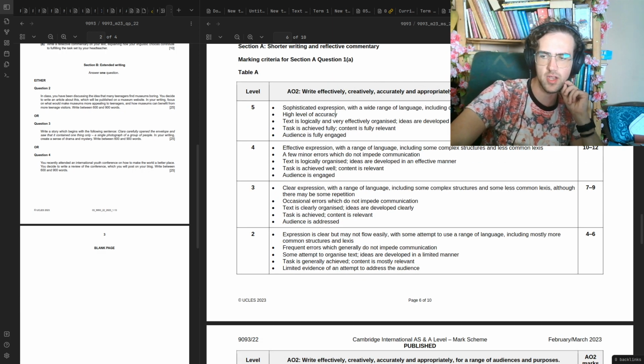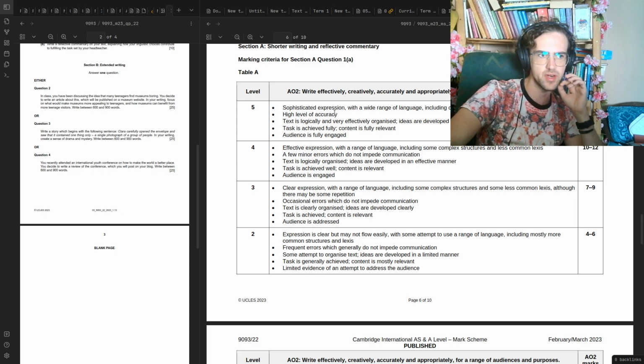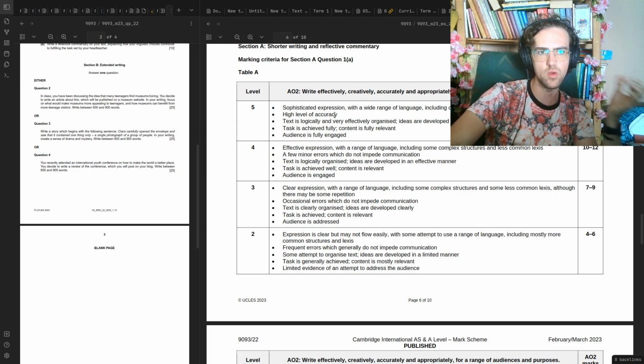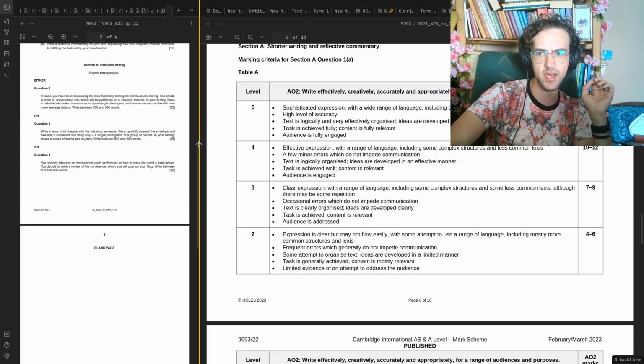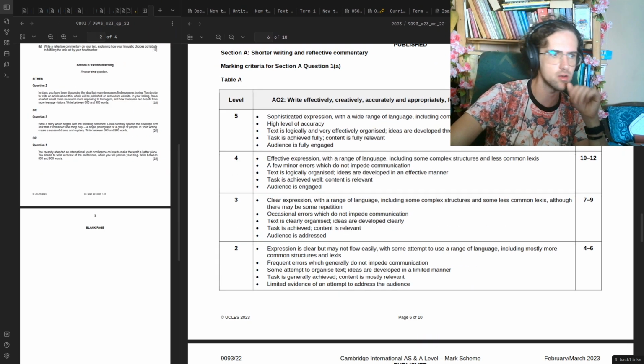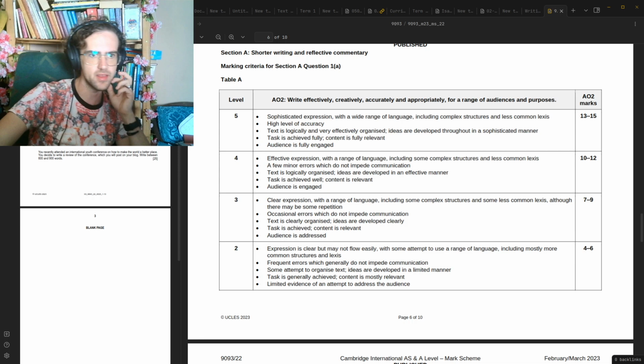And so we're looking at the level of accuracy. So when I say accuracy, are you using words correctly? Are you spelling words correctly? Let me actually just move my little picture to the other side so that you can see better. There we go. Is that better?